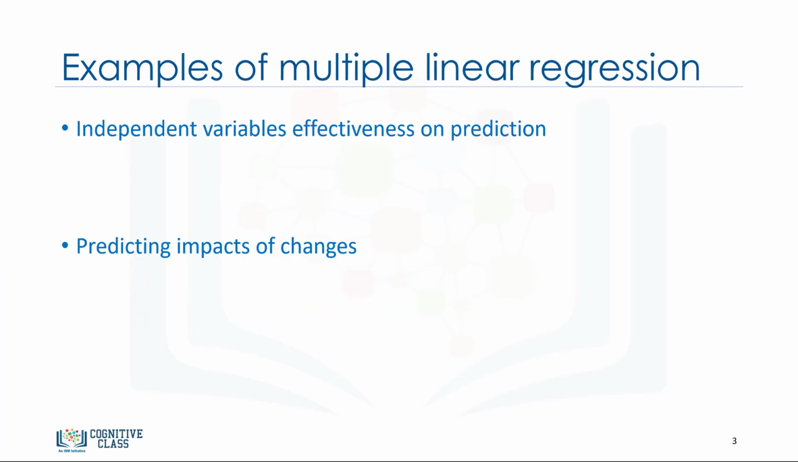Before we dive into a sample dataset and see how multiple linear regression works, I want to tell you what kind of problems it can solve, when we should use it, and specifically what kind of questions we can answer using it. Basically, there are two applications for multiple linear regression. First, it can be used when we would like to identify the strength of the effect that the independent variables have on a dependent variable.